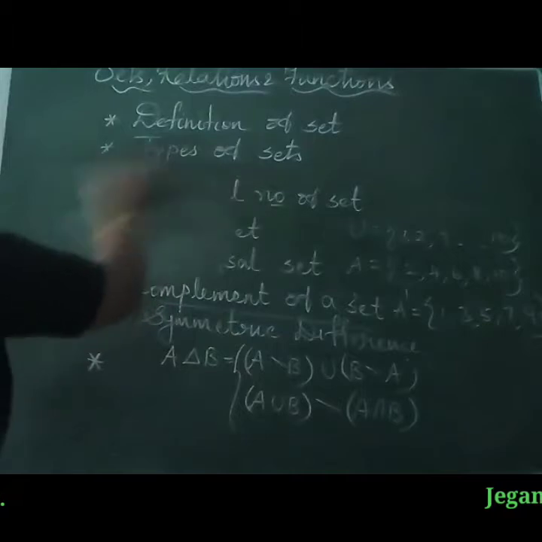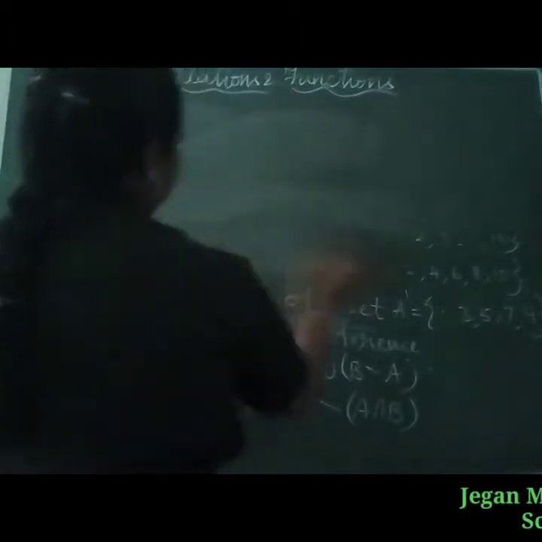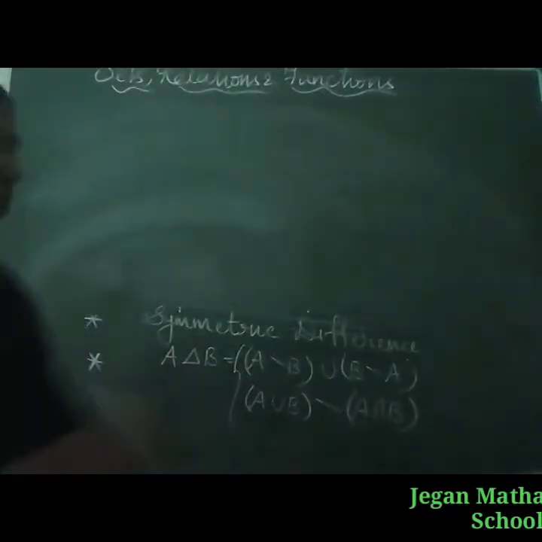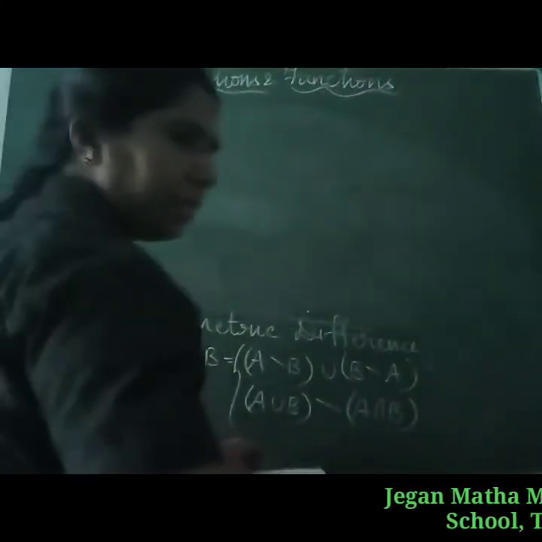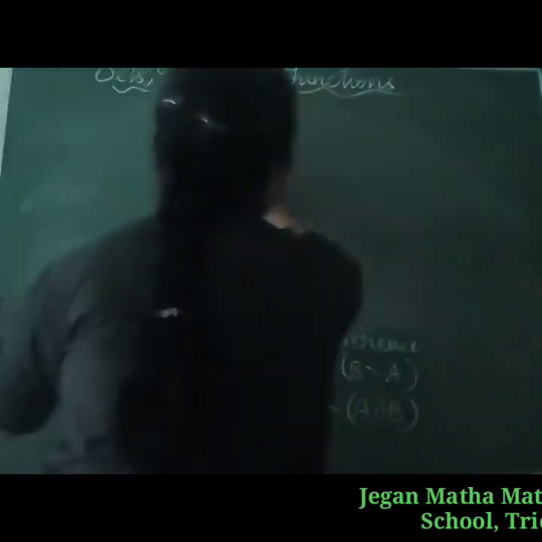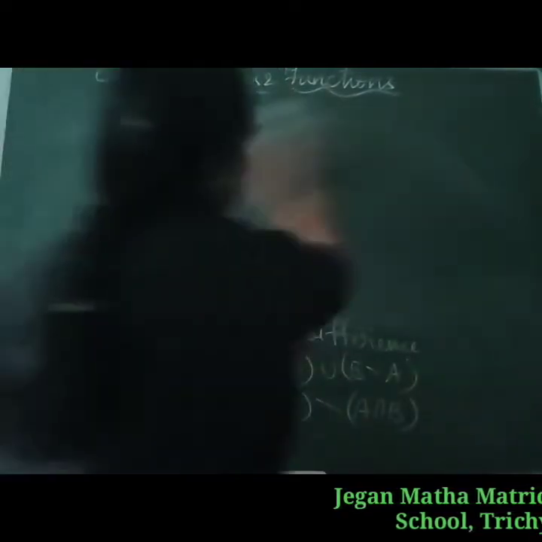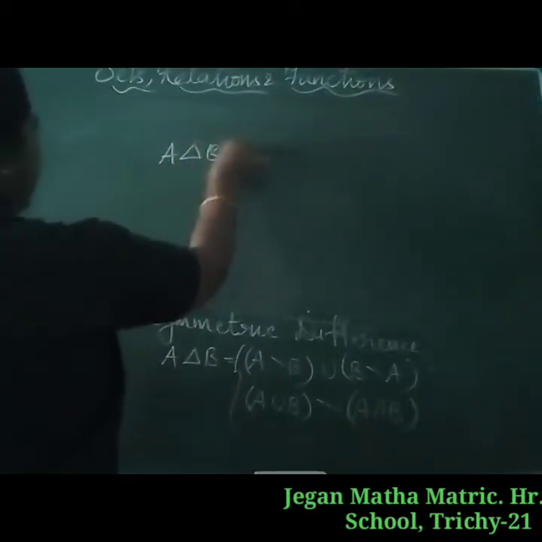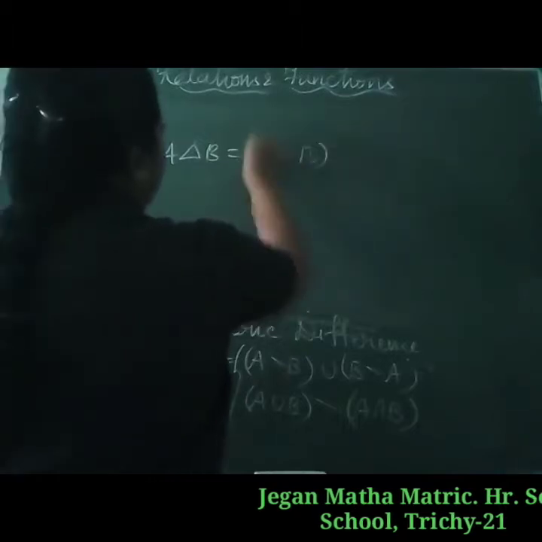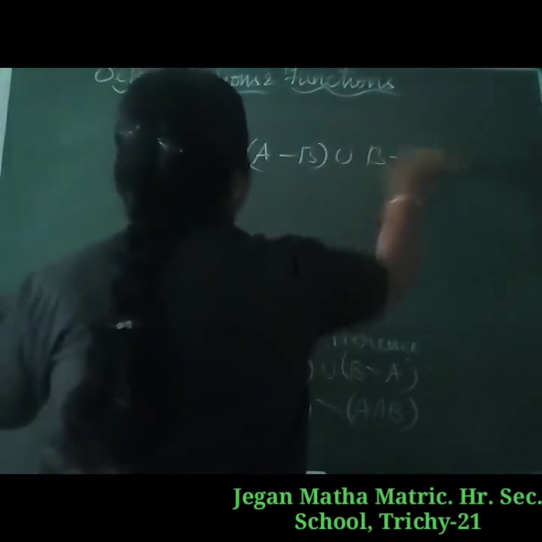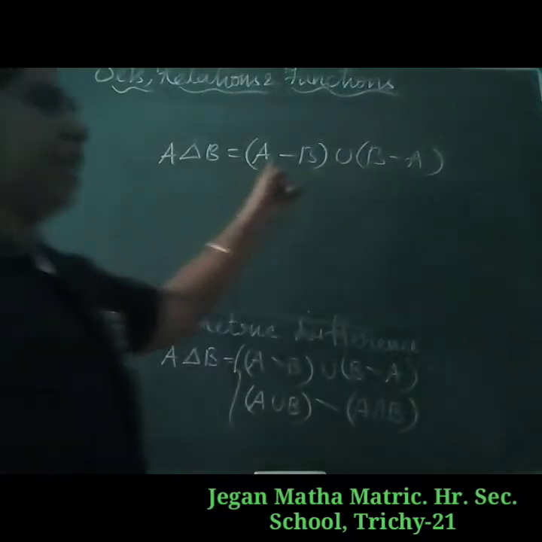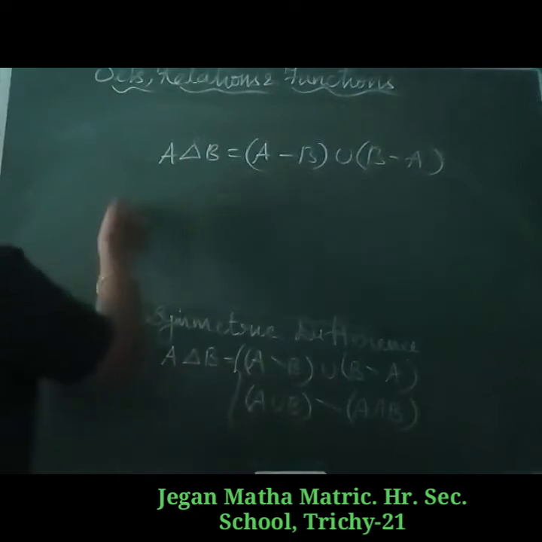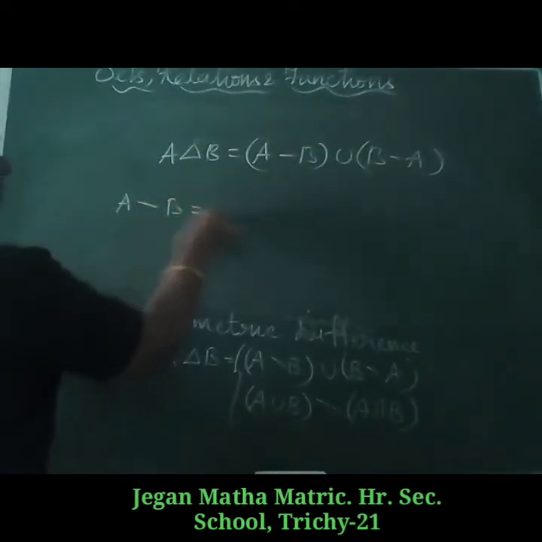The next one is symmetric difference. The symmetric difference of the sets A delta B is nothing but A minus B union B minus A. Further, you should know the meaning of A minus B. A minus B means A difference B. How to find A difference B?